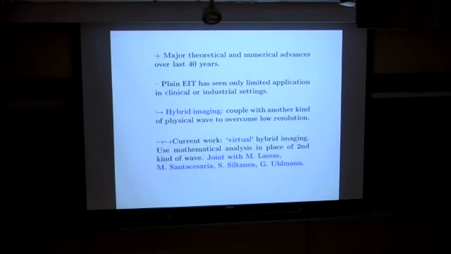So the work I want to talk about eventually today is what we call virtual hybrid imaging, because this is where we don't use a second kind of physical wave, but rather we use mathematical analysis of a certain type to basically give that propagation of sharp images back out to the surface where they can be recorded in a way that mimics the hybrid imaging where you actually have a second kind of physical wave. So we call this virtual hybrid imaging. This is joint work with Matti Lassas and Samu Siltanen of the University of Helsinki, Matteo Santacesaria, who's now in Genoa, and Gunther Uhlmann in Seattle.